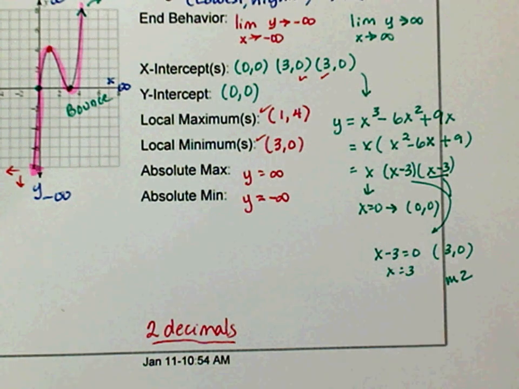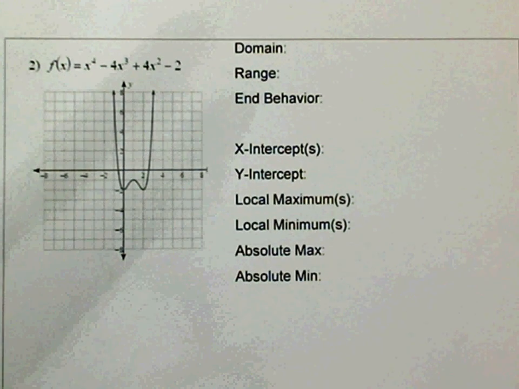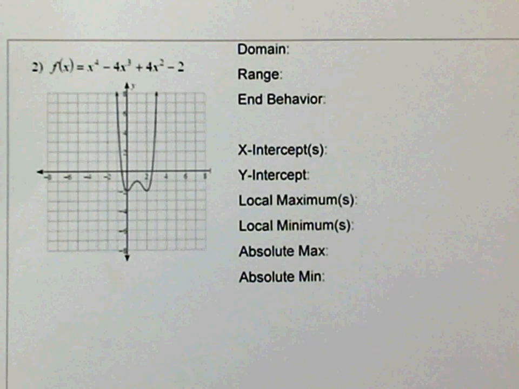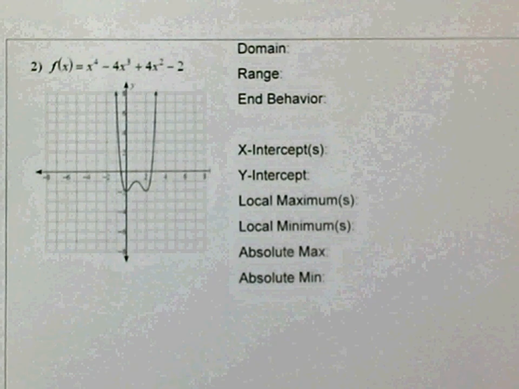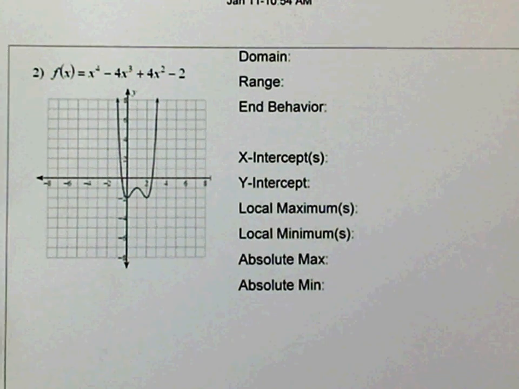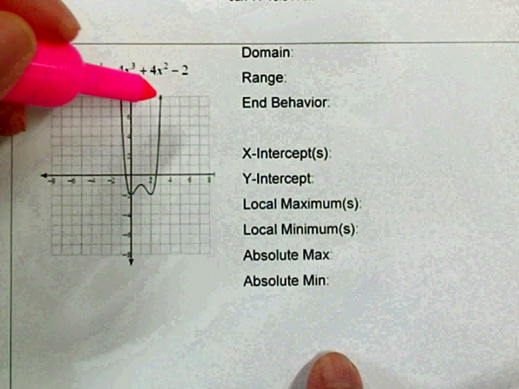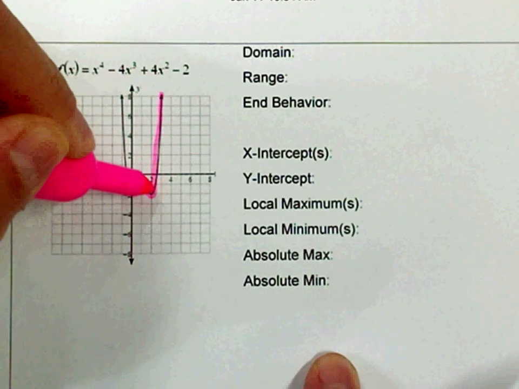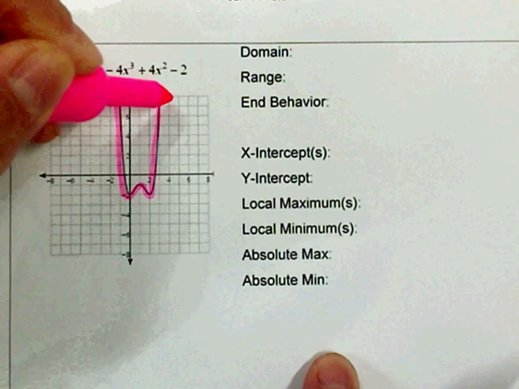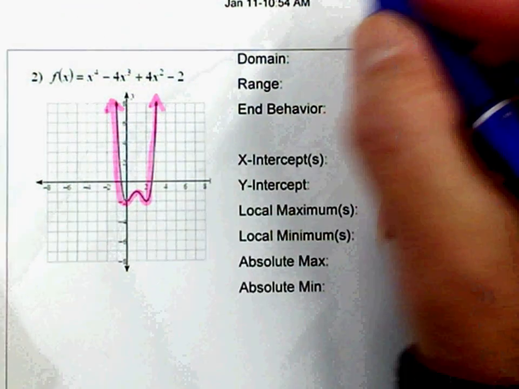All right. Please tape number 2 to your table. And let's see what we can find out. Let me see if I can make this a little bit more clear. Perfect. All right. Let's look at our domain. Here's my graph. All right. So my graph, far left to far right, all real numbers.